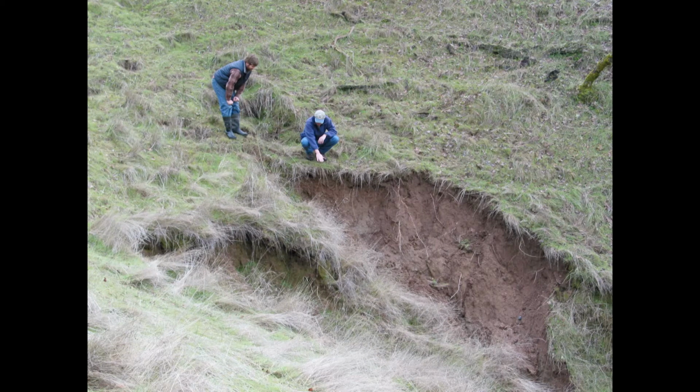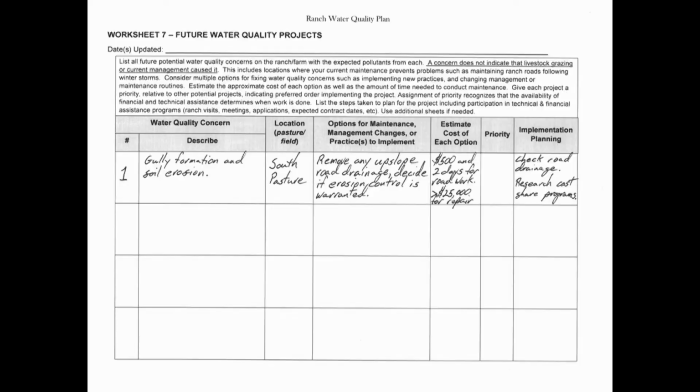If the eroded sediment is being directly delivered to the stream, or the expansion of the gully is posing a significant risk in pasture or infrastructure loss, then this may be a project you choose to address, even though the primary cause is natural. Filling out the worksheet for this site will look like this. Remember to use one row for each potential project. We'll enter a number for each site, and then we'll describe the conditions. In this case, we document the gully formation and the soil erosion.